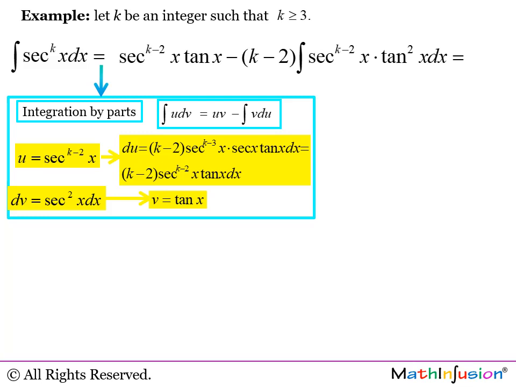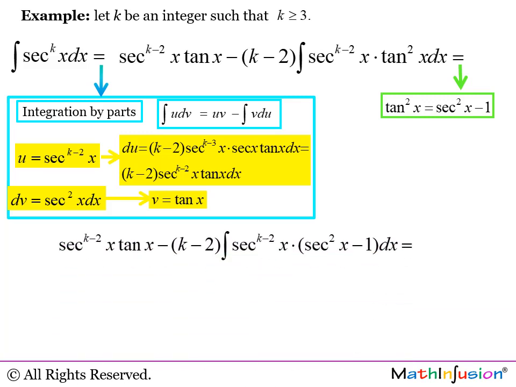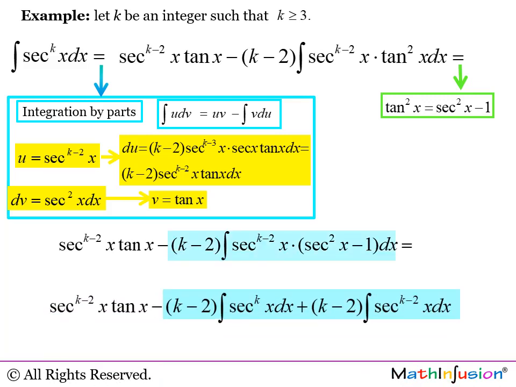Now I see that I have an integral of secant^(k-2) x times tangent^2 x dx. I'm going to use the trick that we used before. I'm going to replace tangent^2 x by secant^2 x minus 1. Now I get this. We are going now to distribute the secant^(k-2) x with secant^2 x minus 1. And we get that.